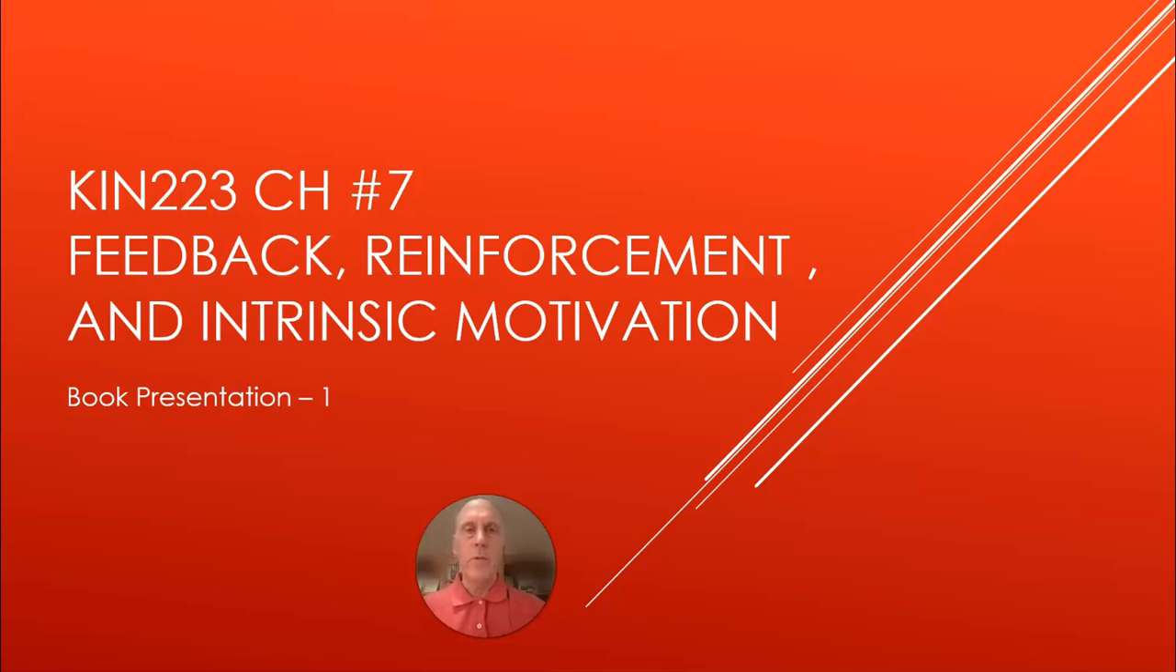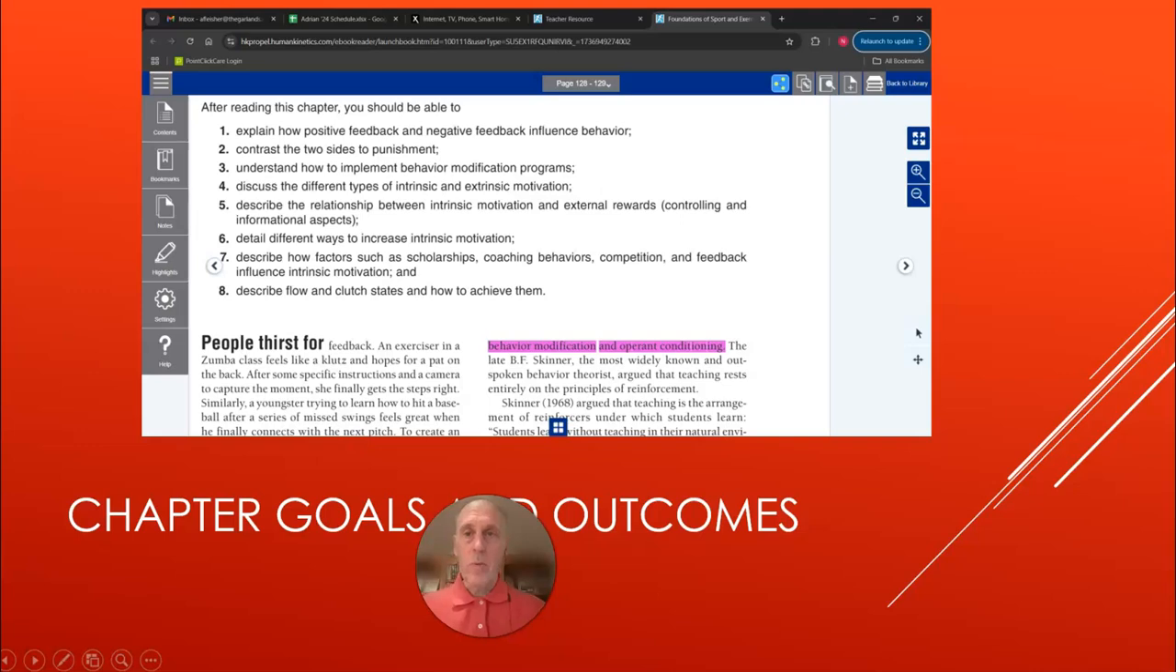Here we go, kinesiology 223. This is chapter 7. This chapter deals with feedback, reinforcement, and intrinsic motivation. The main outcomes that we'll have for this chapter will be these 8 in your book on page 128.